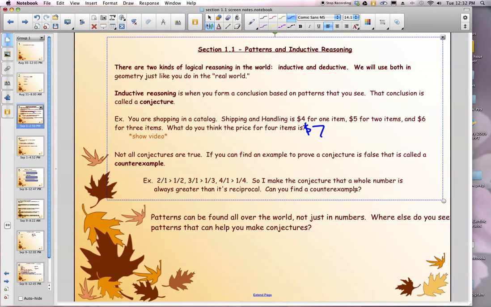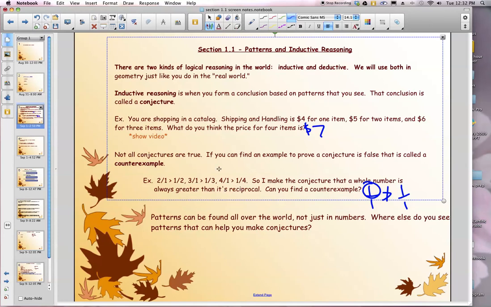So a counterexample to that would be something that when I flip it, the first one is not greater than the second one. A good example of that would be the number 1. If I take 1 over 1, it is not greater than 1 over 1 when I flip it. That would be a counterexample. The number 1 is a counterexample. It proves that my conjecture that all whole numbers are greater than the reciprocal is false.